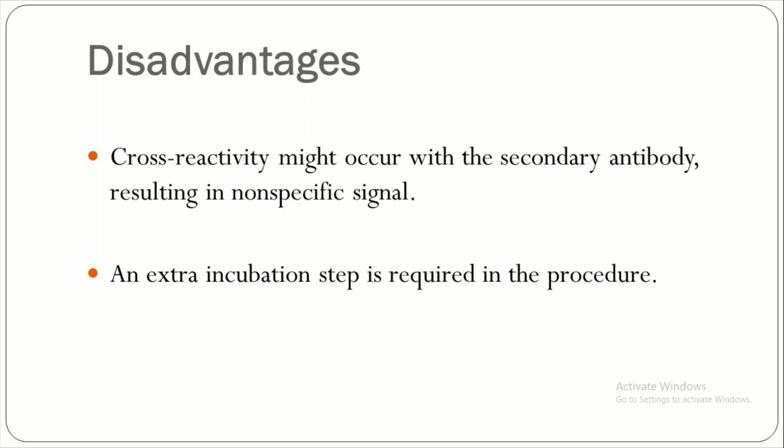It also has a couple of disadvantages. Cross-reactivity might occur with the secondary antibody, resulting in a non-specific signal. Cross-reactivity means that an antibody raised against rabbit may cross-react with another antibody raised against rat. This will create a problem, a non-specific signal. Also, this requires an extra incubation step in the procedure. That is one of the disadvantages, though not really a disadvantage as such, but compared to the other method, this is considered a disadvantage.